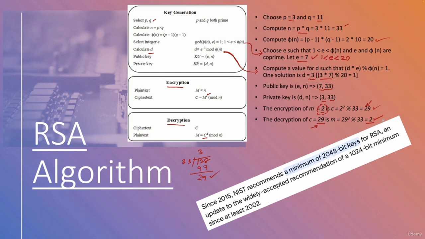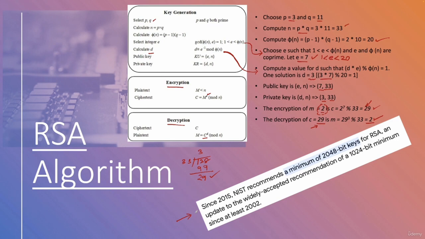Very important. And another key thing, please remember that since 2015, NIST has recommended that a minimum of 2048-bit keys for RSA should be used, right? It's a clear recommendation from NIST that you shouldn't be using a smaller key length. I just showed it for an example to understand how it works under the hood. So please remember, you use larger key sizes.